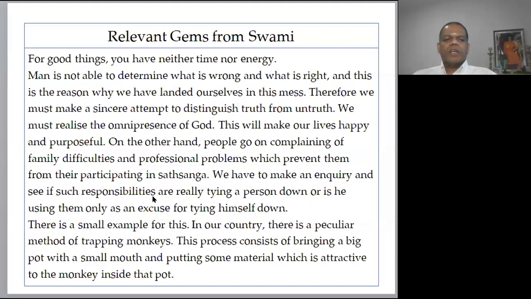We have to make an inquiry and see if such responsibilities are really tying a person down, or if he is using them only as an excuse for tying himself down. There's a small example for this. In our country, there's a peculiar method of trapping monkeys. This process consists of bringing a big pot with a small mouth and putting some material which is attractive to the monkey inside that pot.